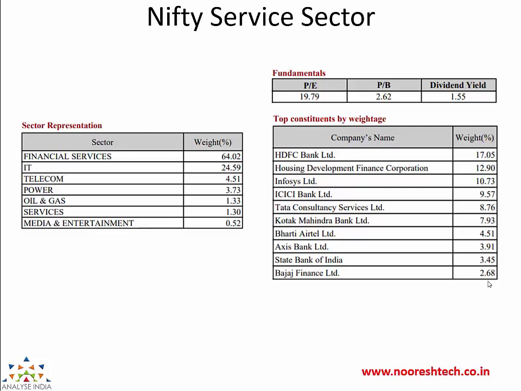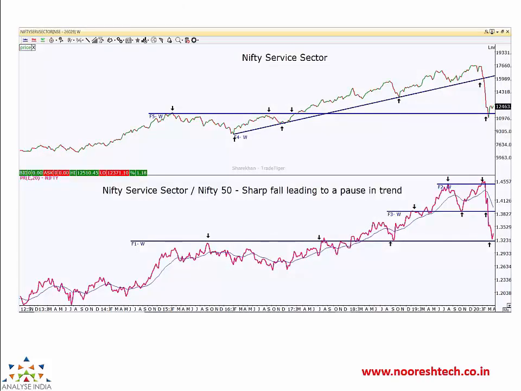The last sector we see is the Nifty service sector, where 64% of the weight is contributed by financial services and 25% weight is contributed by IT services. As you can see, financial services has come down significantly in the current fall, representing this fall, and so has the ratio chart come down significantly for the service sector. 65% is represented by the financial sector, and hence this chart and ratio are quite similar to the chart of Nifty Financial Services.